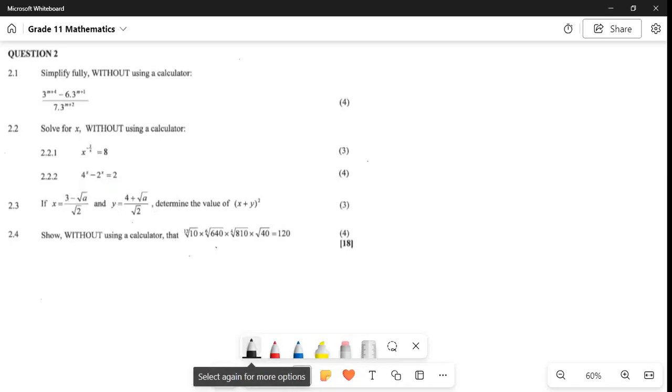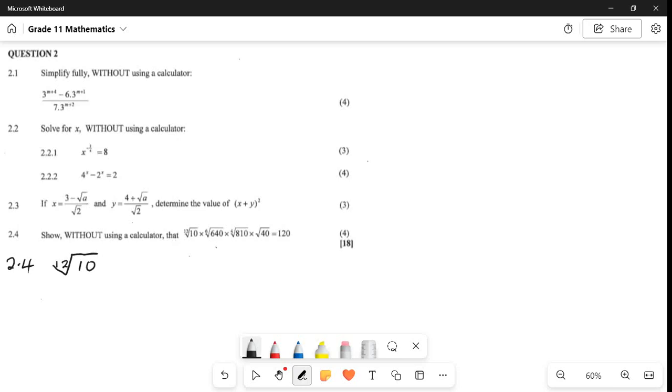Let us look into the last one, 2.4. They say show, without using a calculator, that the 12th root of 10 times the 6th root of 640 times the 4th root of 810 times the square root of 40 equals 120. Okay, let us rewrite that. It's the 12th.